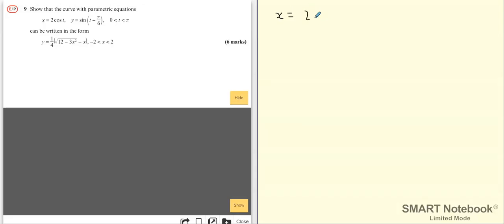X equals 2 cos t, and y equals sine of t minus pi over 6. When I look at this, because the two angles aren't the same, I can't use sine squared t plus cos squared t. I can only use that if both the angles are the same.